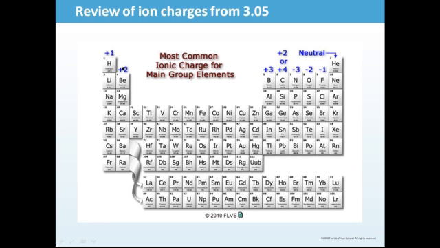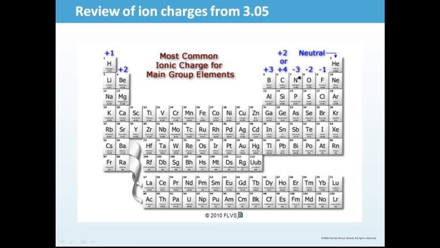Group 2 will have a +2 charge. The transition metals, group 3 through 12, can have various ion charges. So remember, that's why we use the Roman numerals to distinguish if it's a +2 or a +3 and so on. Group 13 will be +3. Group 14 typically is +2, sometimes +4.